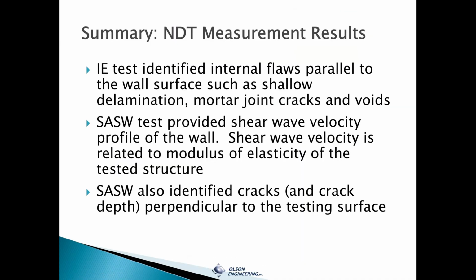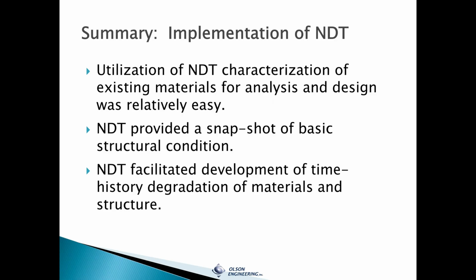So in summary, the impact echo test found the flaws parallel to the wall surface, like shallow delaminations, mortar joints, cracks, and voids. The surface wave test gave the shear wave velocity, which related to the modulus of elasticity, and identified cracks and crack depths perpendicular to the testing surface. The NDT results were utilized to give a snapshot, as it says, of the basic structural condition, and it gave a development of a time history degradation of the materials in the structure.